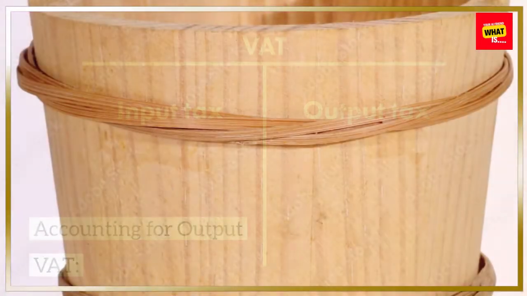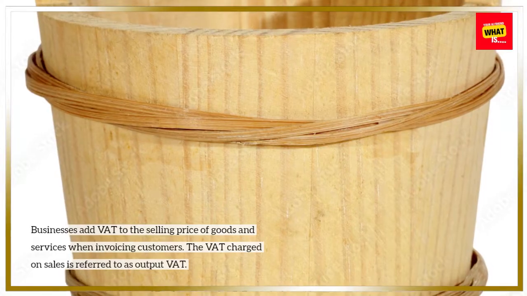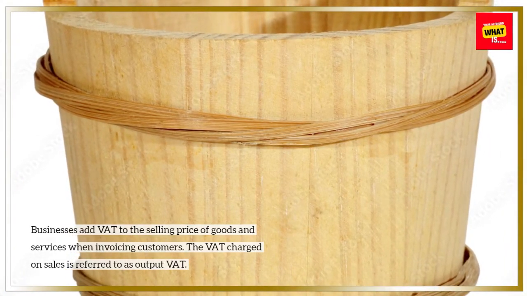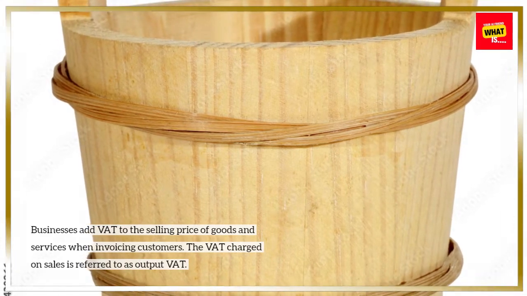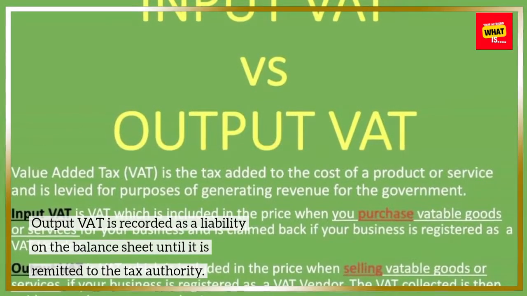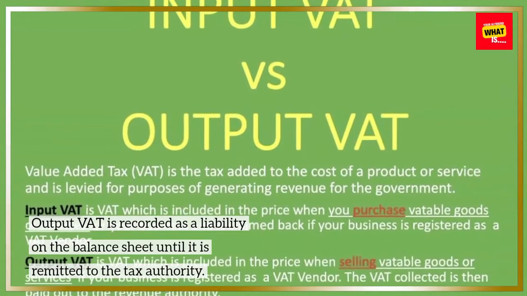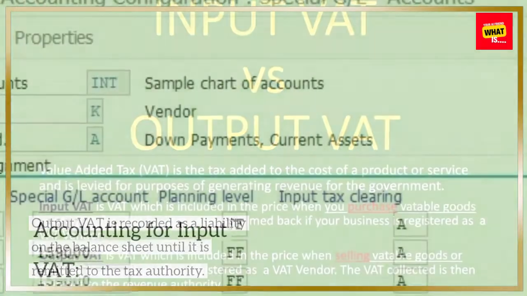Accounting for output VAT. Businesses add VAT to the selling price of goods and services when invoicing customers. The VAT charged on sales is referred to as output VAT. Output VAT is recorded as a liability on the balance sheet until it is remitted to the tax authority.